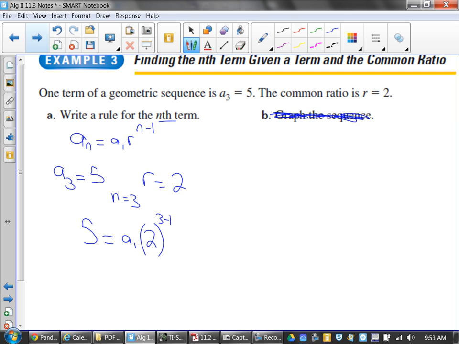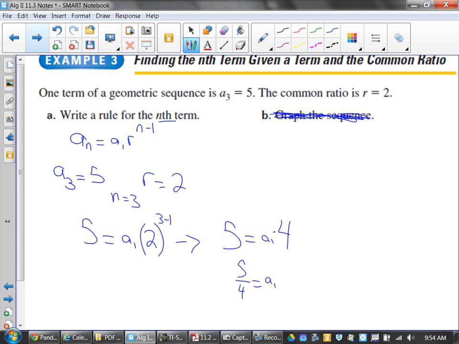Are you okay with that? So what's 3 minus 1? 2, okay. So when you simplify this out, you get 5 equals the first term times 2 squared, which is 4. How do you undo multiplying by 4? Yep, the first term is 5/4.